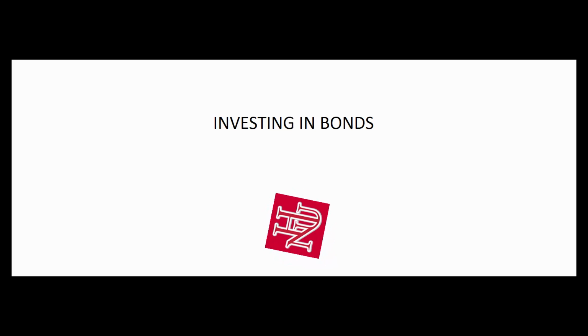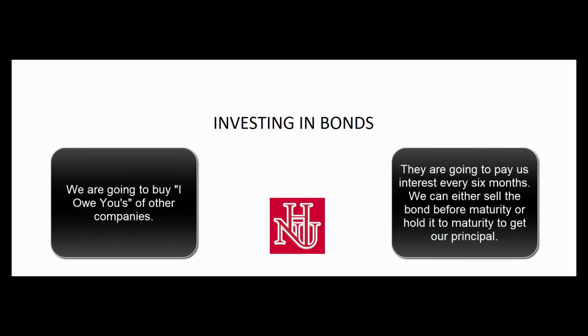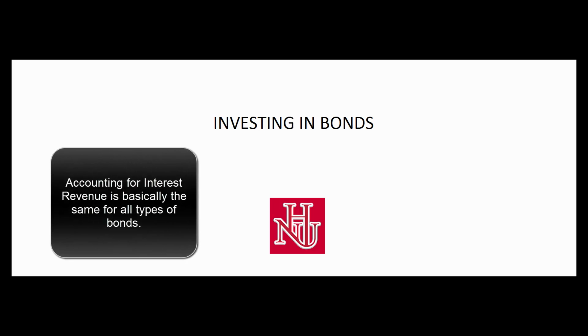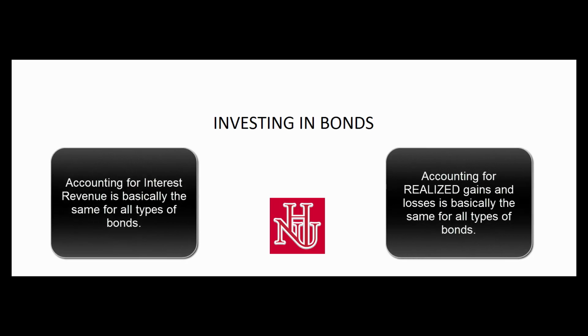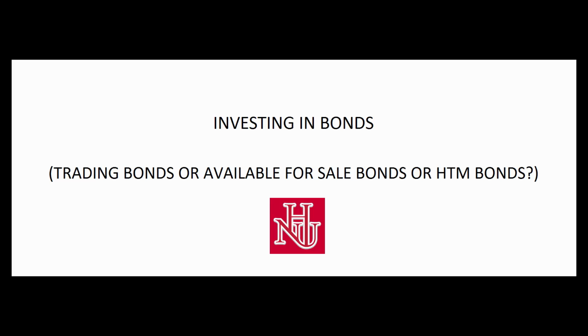Okay, let's talk about investing in bonds. So now we're going to go buy IOUs of other companies. They're going to pay us interest semi-annually, and maybe we'll sell those bonds, or maybe we'll hang on to those bonds until they mature. How we account for the interest revenue is pretty straightforward and pretty much the same no matter what bond we're looking at. But how we account for unrealized gains or losses will change.